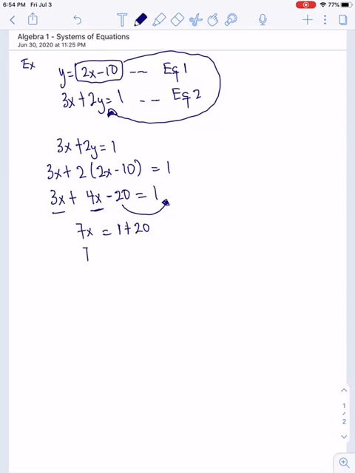And now we can rewrite this as 7x equals 21. When we divide both sides by 7 in order to get x, 7 goes into 21 3 times. So it's going to be x equals 3.